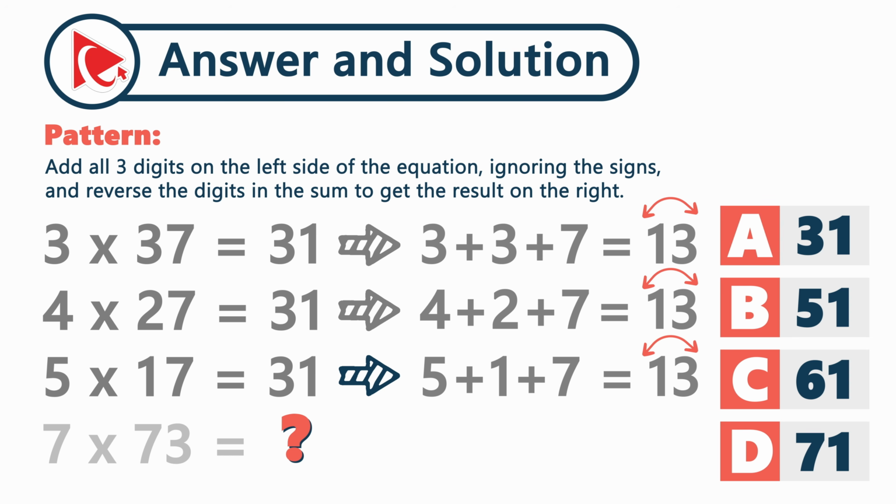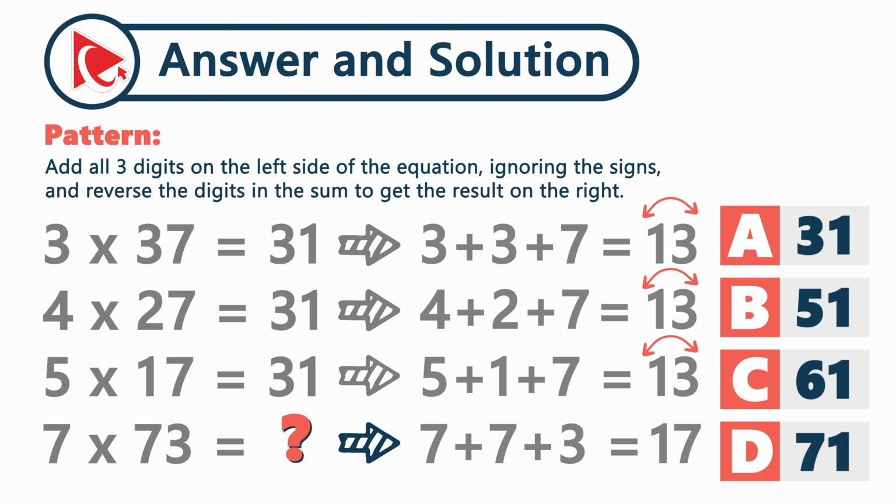And now it's the magic time to calculate the missing number. 7 multiplied by 73 equals 7 plus 7 plus 3, which equals 17. Reversed equals 71. But wait, let's make sure you know how to do it.